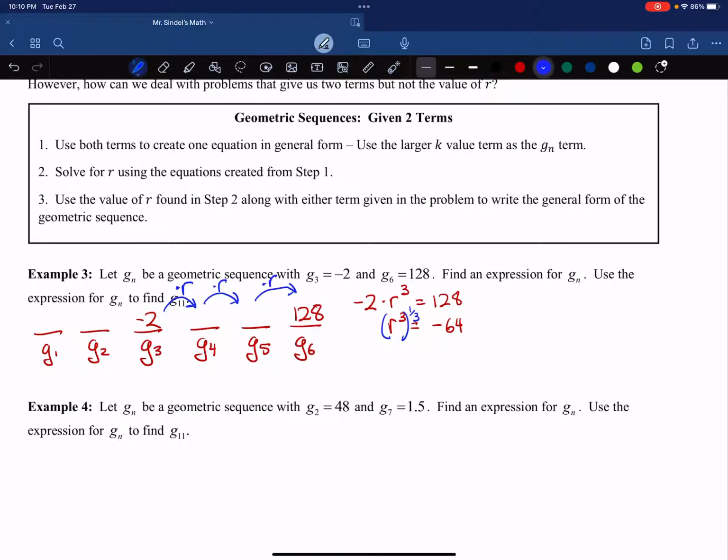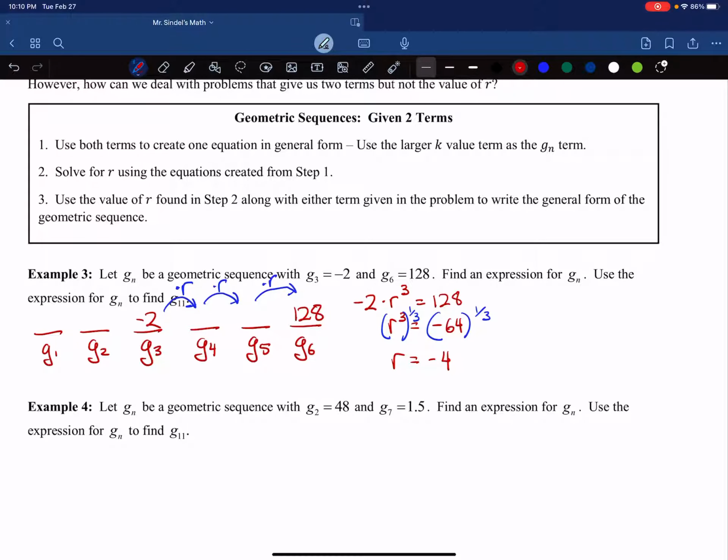So if I take the left side to the power of 1/3, the right side is also taken to the power of 1/3. And therefore, I can come down here and say r is equal to the cube root of 64. This is saying the same thing as the cube root of 64. I happen to know that that's 4 off the top of my head, but if you didn't know that, you could always use a calculator.